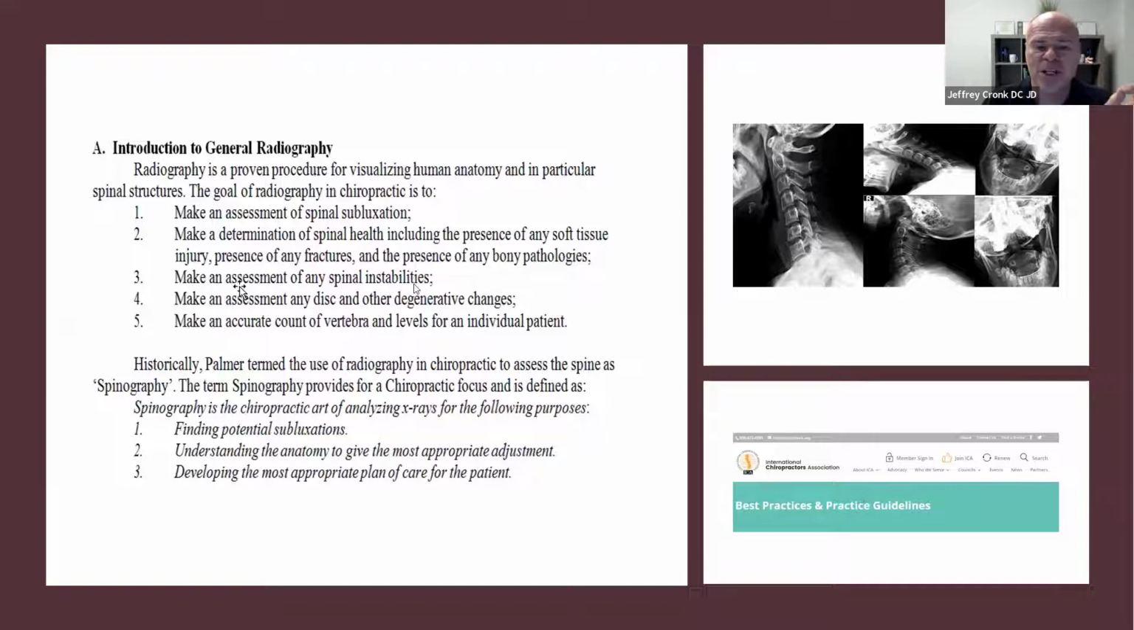I'm supposed to make an assessment of any spinal instabilities. That means if I got excessive motion at C4, C5, I got a C5 nerve, right? If I got a C5 nerve, I could do a muscle test to go, oh, wow, my deltoid is grade 4, I got a problem with the motor part of that nerve. I have a spinal instability. If I have pain with that, I have a spinal instability. I also can call it a spinal subluxation. I'm supposed to make an assessment of any degenerative changes, accurately count the vertebra, and I do all this to develop the most appropriate plan of care for the patient.